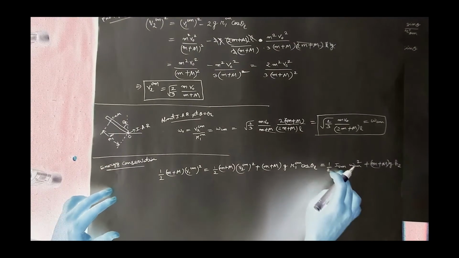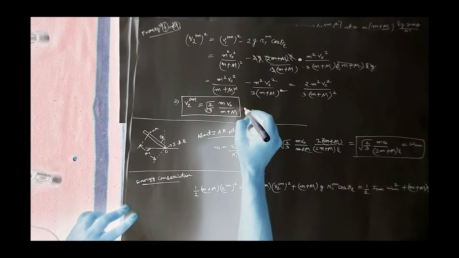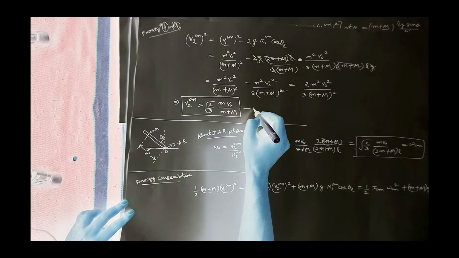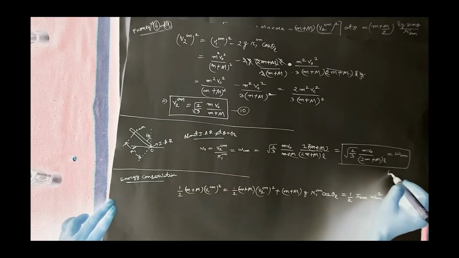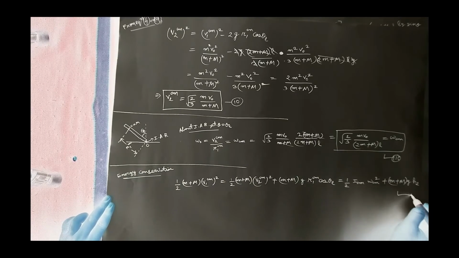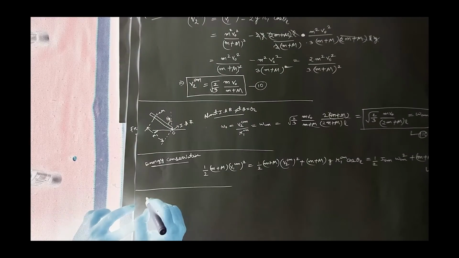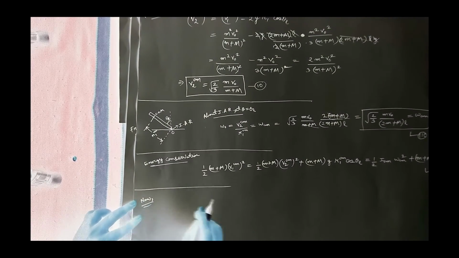So now I need to find ICM. Let this be equation number 10, this will be 11, and this will be equation number 12. Let us find now the value of ICM, the moment of inertia of the whole system about its center of mass.